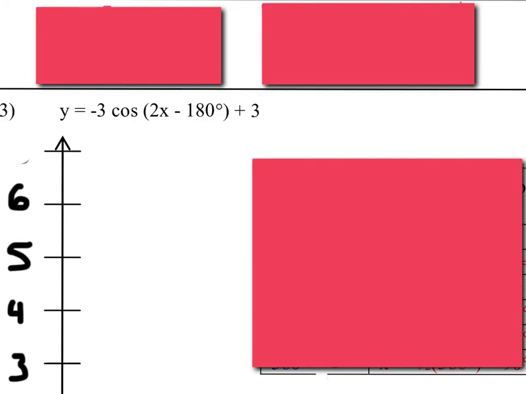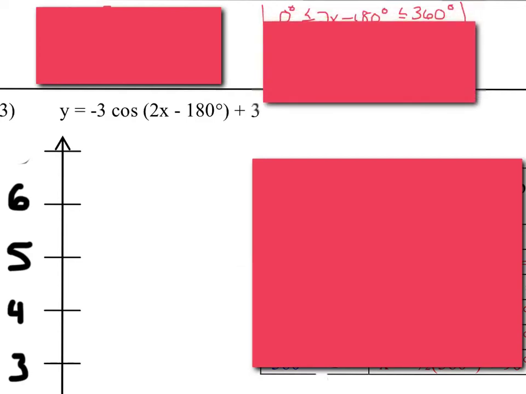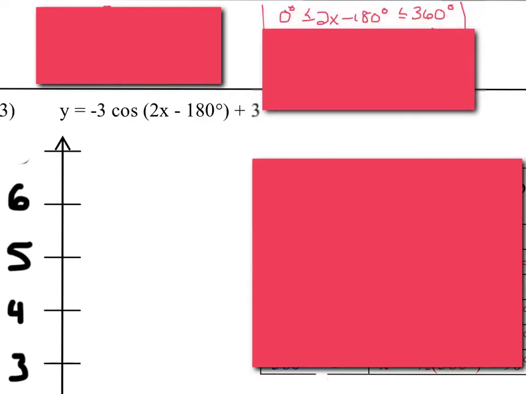Number 3, we are supposed to graph the parent and the graph of y equals negative 3 times cosine of 2x minus 180 degrees plus 3. Take the angle you're given, put it in the center of a compound inequality, where the left side of the compound inequality is the beginning of one period of the parent and the right side is the end.